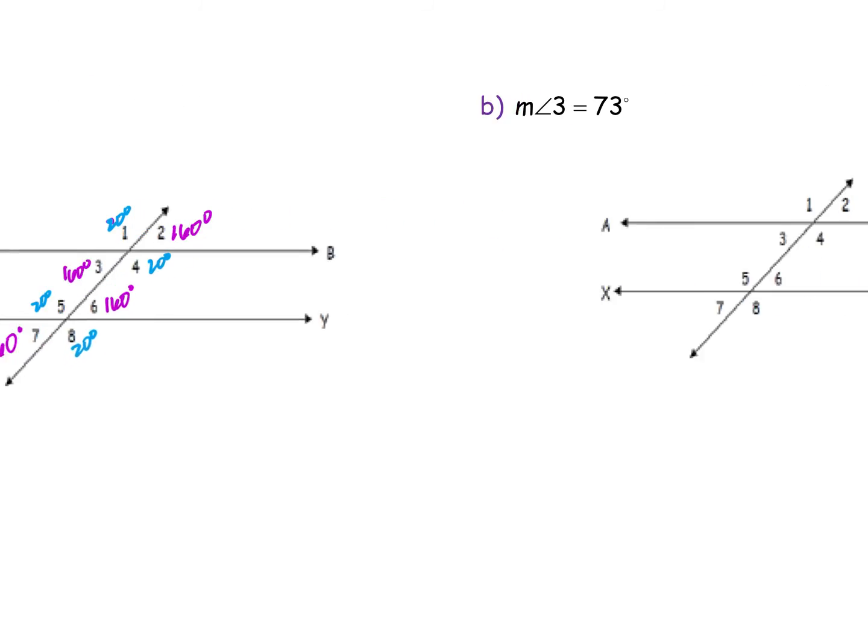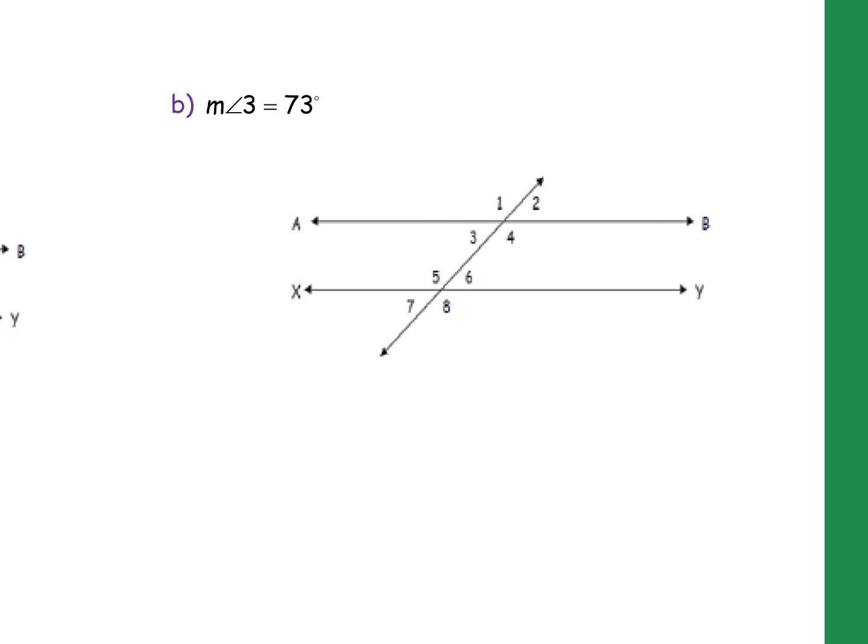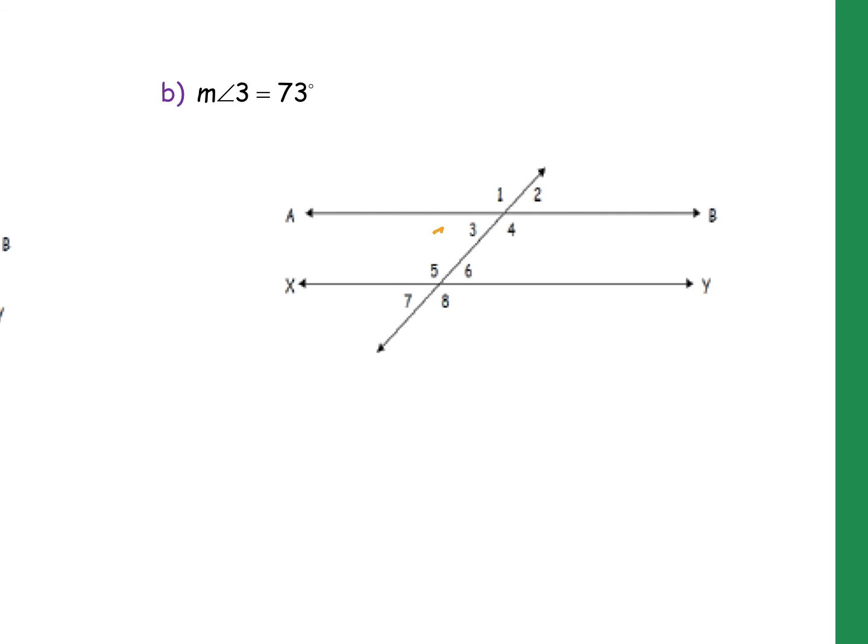Okay, and then if we go to number B, we got a different one. Similar thing though, 73 degrees. So which ones are 73 degrees? Well, 2, 7, and 6. And then 180 minus 73 is 107. So this one is 107. Is that what you guys got? 73 and 107? Yes.